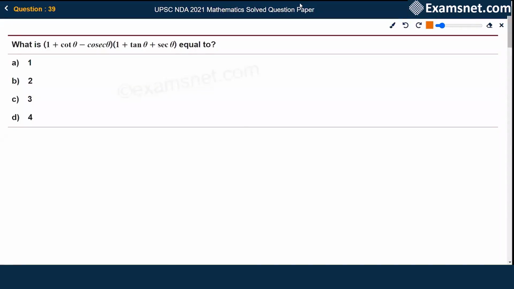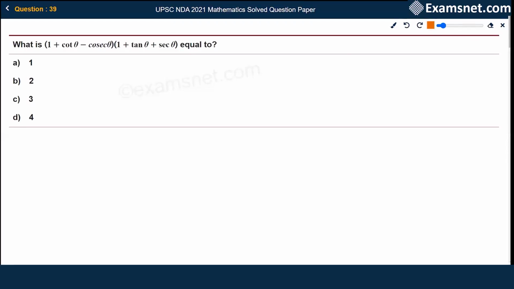Question number 39 states: what is the value of the expression (1 + cot theta - cosec theta) multiplied by (1 + tan theta + sec theta)? In order to solve this question, let me discuss a few important formulas from trigonometry.